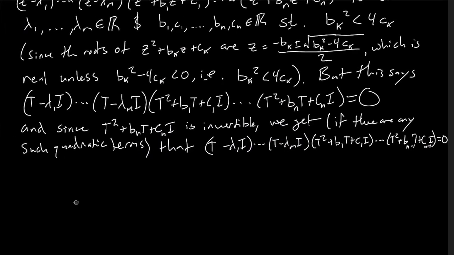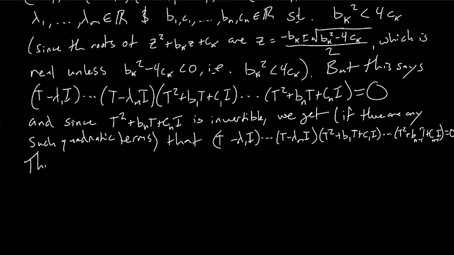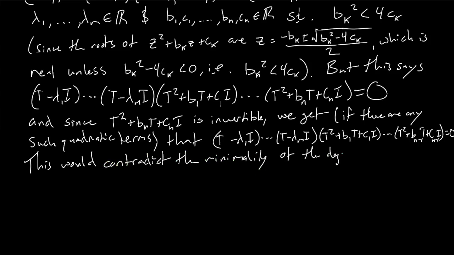Oh, ooh, this looks bad. Why? This would contradict the minimality of the degree of the minimal polynomial. Okay, so check it out. Since this last term here, and in fact all of these quadratic terms are invertible, you can always, if there are any quadratic terms, multiply by the inverse on both sides and get a polynomial of lower degree that also zeroes out T. It's also monic. Oh man. So that would contradict the minimality of the degree of the minimal polynomial, since the minimal polynomial is the unique monic polynomial of lowest degree that zeroes out T.